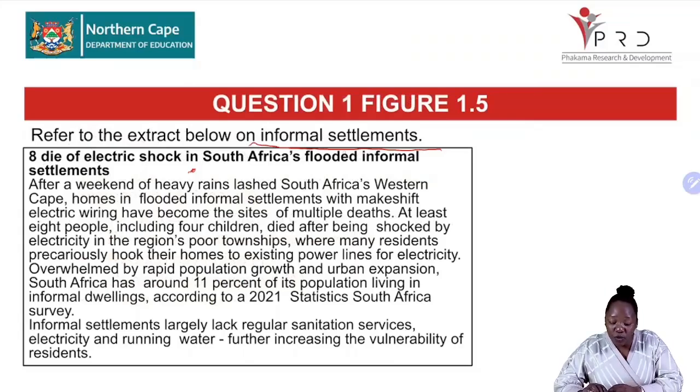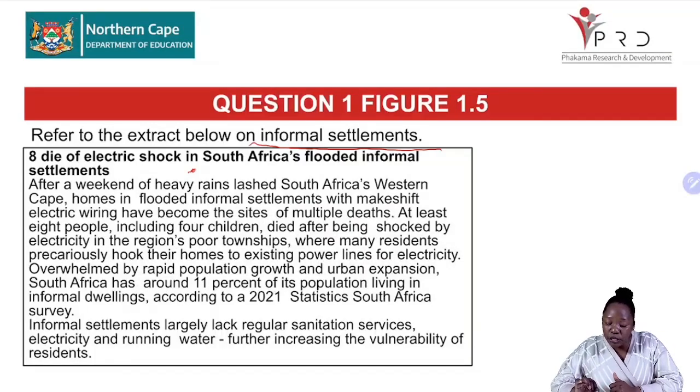So if we can read the extract together, 8 died on the electric shock in South Africa's flooded informal settlement. After a weekend of heavy rains lashed South Africa's Western Cape, homes in flooded informal settlements with the makeshift electric wiring have become the site of multiple deaths. At least 8 people, including 4 children, died after being shocked by the electricity in the region's poor townships, where many residents precariously hooked their homes to existing power lines for electricity.